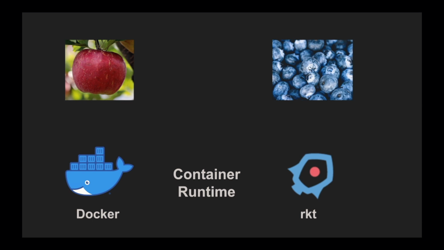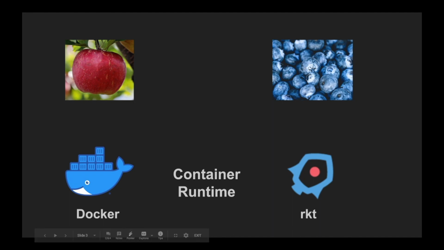Let's proceed forward. So it could be apple versus blueberry, right? Like which fruit do we want to choose for making our pie? Similarly, we could choose one of the container runtime environments, which could be Docker, or Rocket is another container runtime environment that's very famous. So now you have selected your fruit, right? Like you have selected your container.